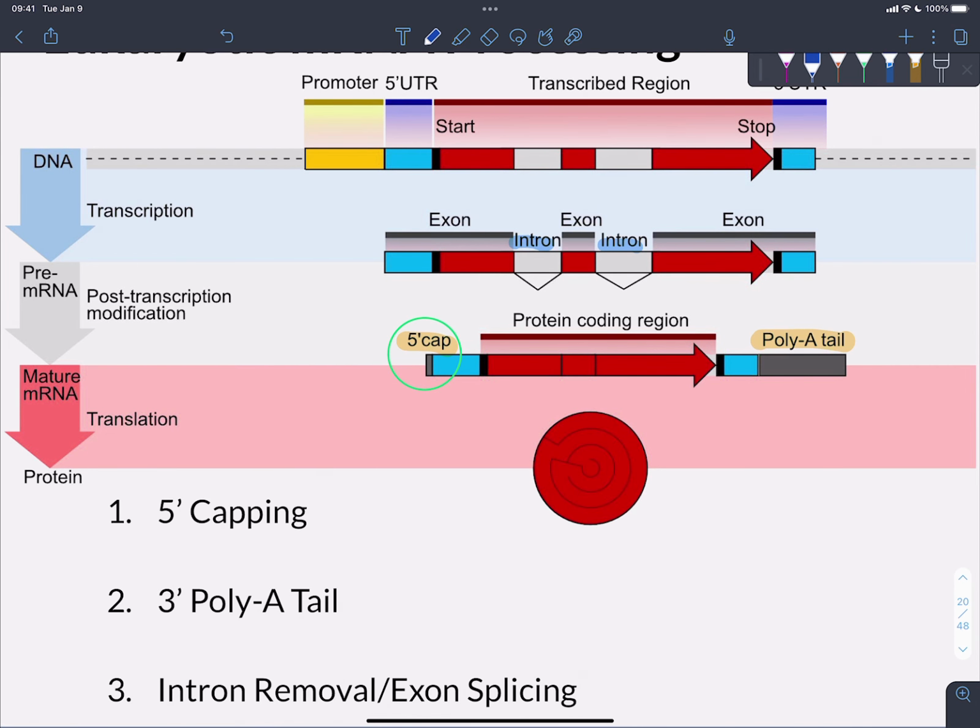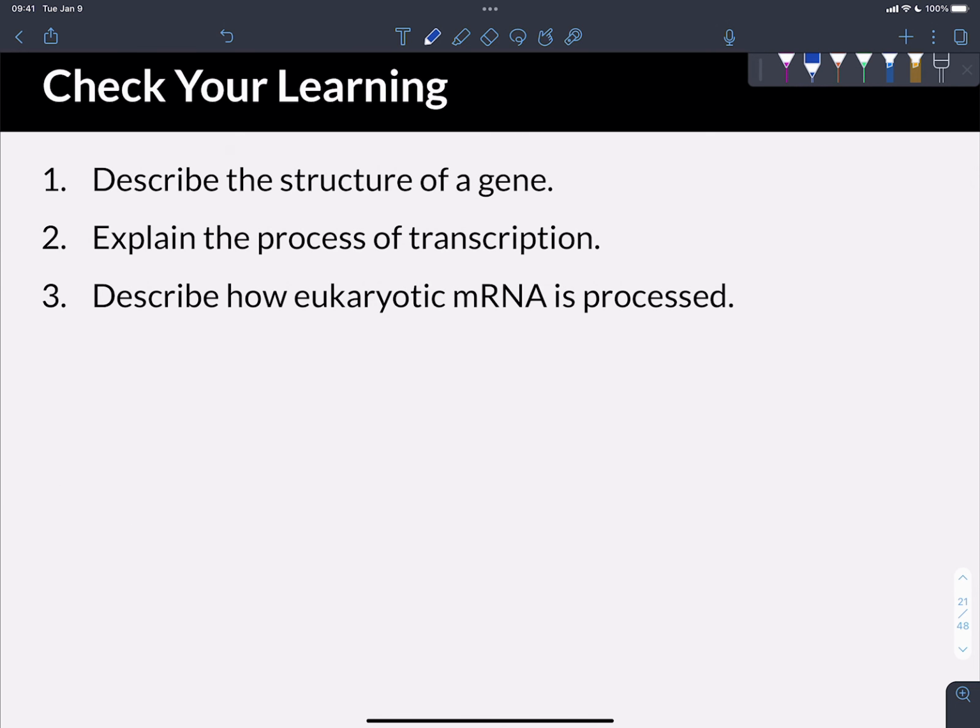So you can see that the mature mRNA is actually shorter in terms of its protein coding region than the transcribed region in the gene. And that's because these introns have been removed and these exons have been spliced together. All 3 of these modifications will occur prior to exporting the RNA from the eukaryotic nucleus, and they all need to occur if the goal is to produce a protein at the end. And so that's our discussion of transcription.